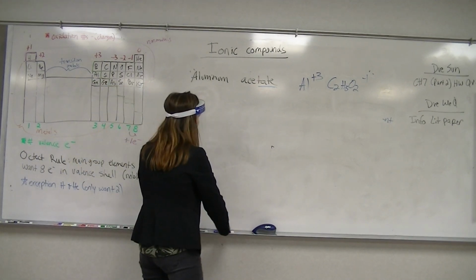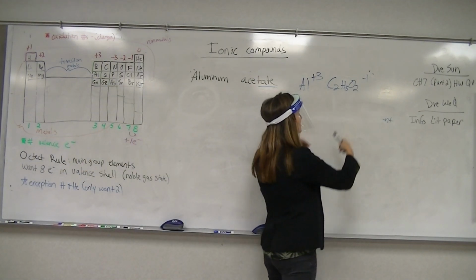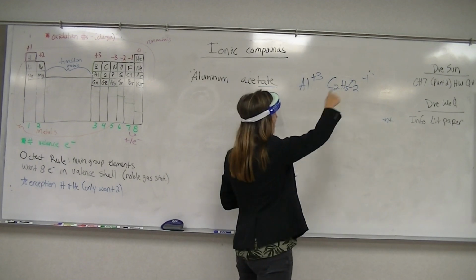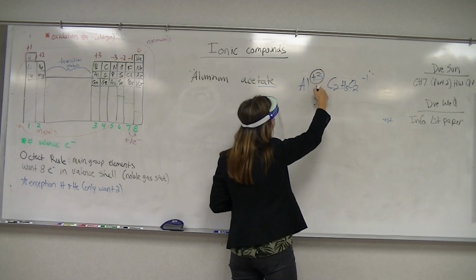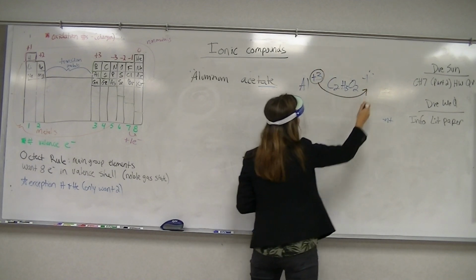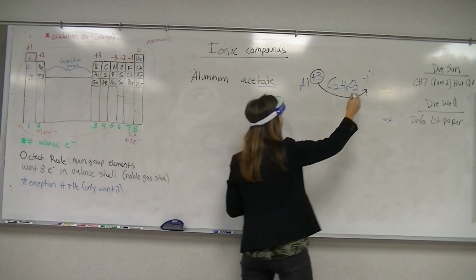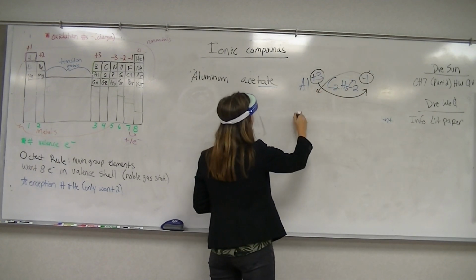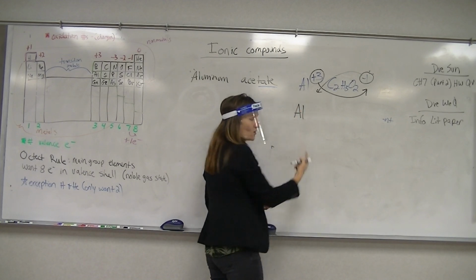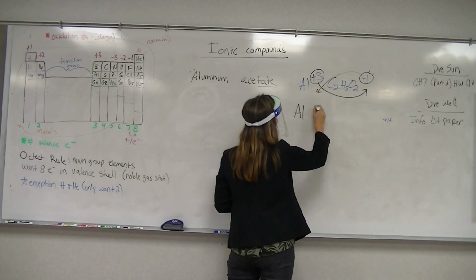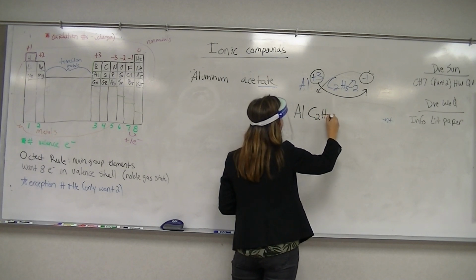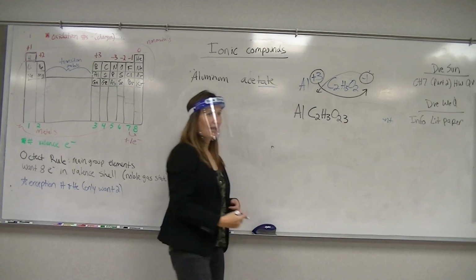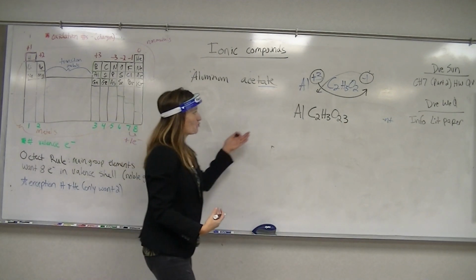So now, we notice the charges don't cancel. So if they don't cancel, that means we need more than one of something. So that's when we do that crisscross. So this 3, not the charge, just 3, becomes a subscript on the polyatomic. This 1 will become a subscript on aluminum. So we're saying we want 1 aluminum, and I don't need to write the 1 because that's assumed. But now for the polyatomic, the key here is I don't want to just put the 3 here and leave it at that. This is wrong.